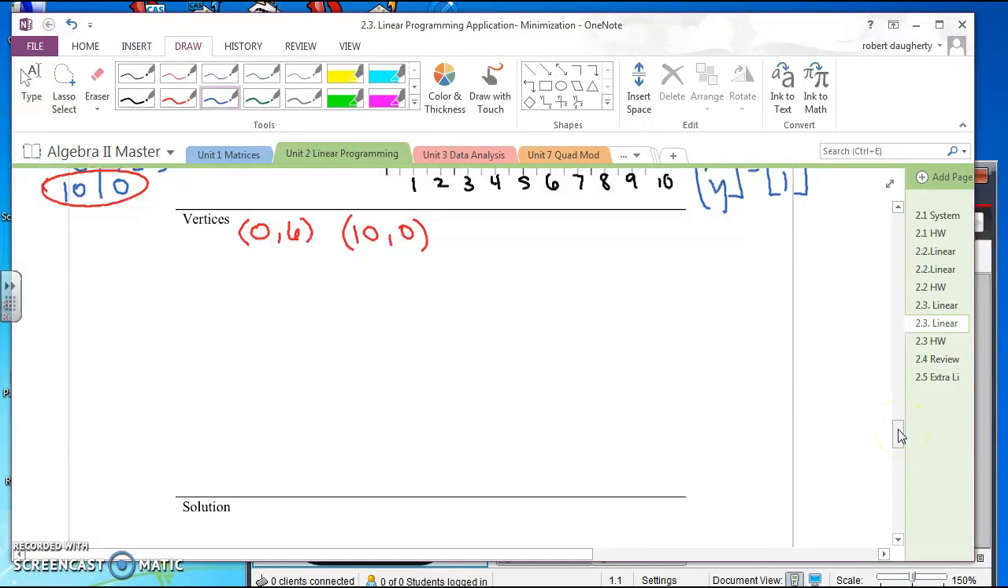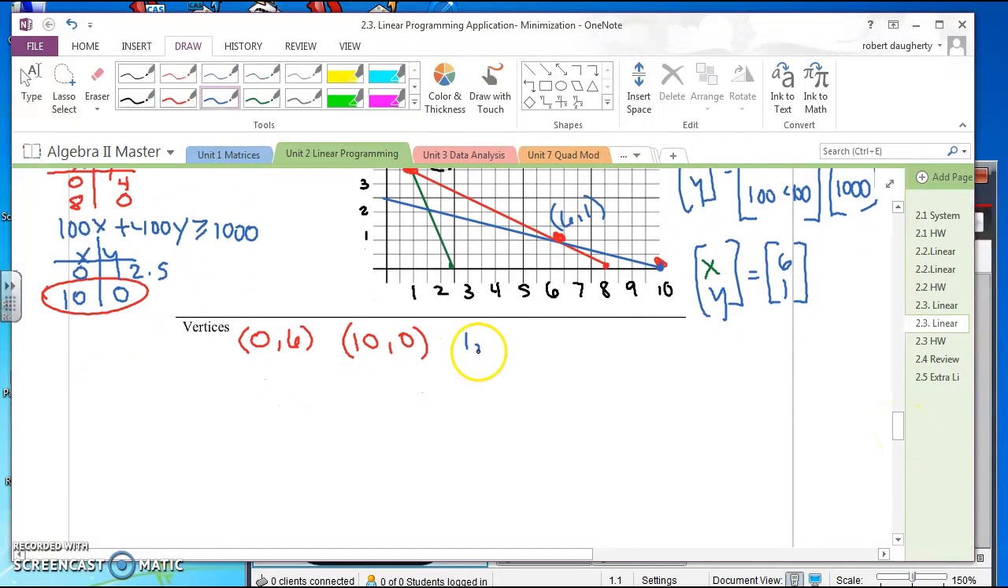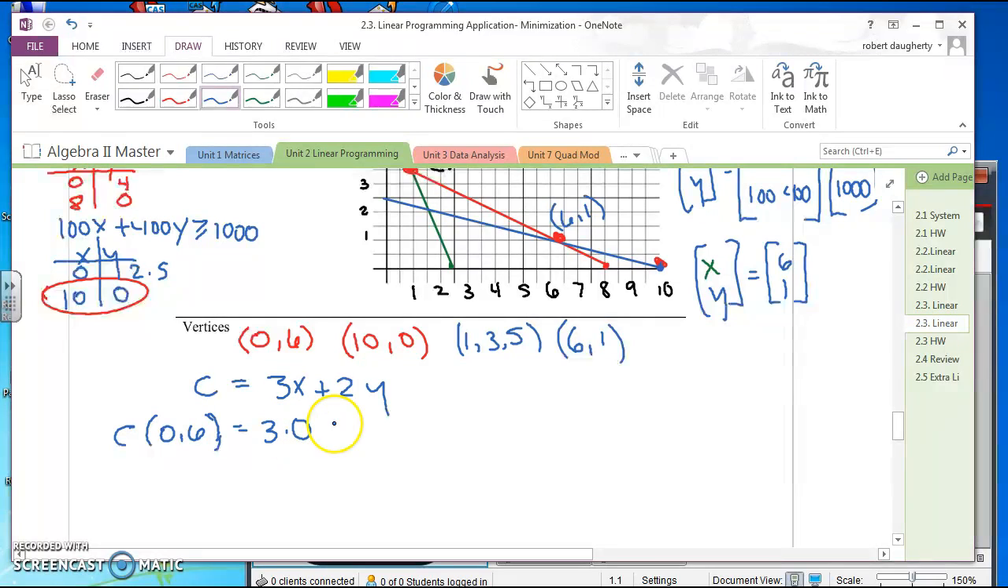So I've got, what were they? 1, 3.5, and 6, 1. Now I just go back to my cost function. My cost function was 3x plus 2y. So the cost at 0, 6 is going to be 3 times 0 plus 2 times 6, which is 12. The cost at 10, 0 is going to be 3 times 10 plus 2 times 0, which is 30.